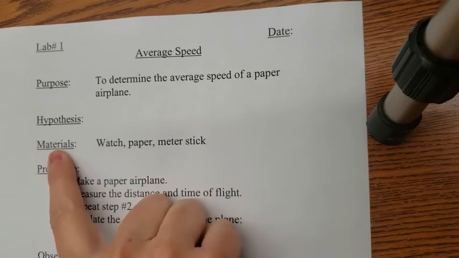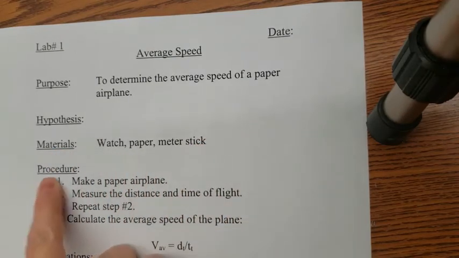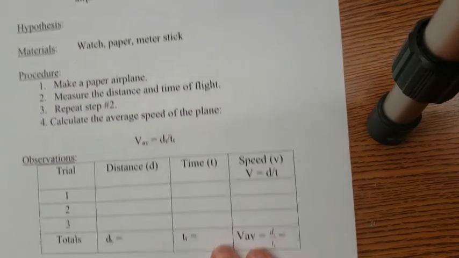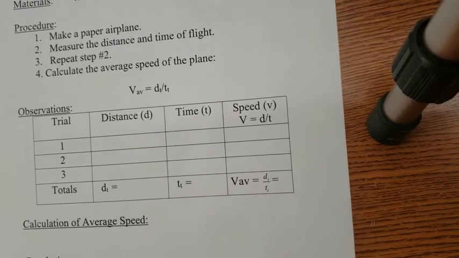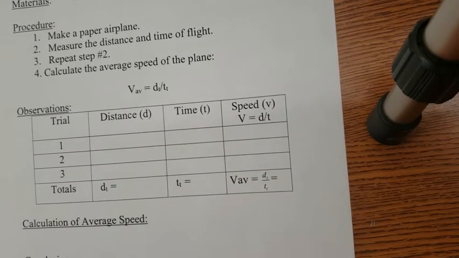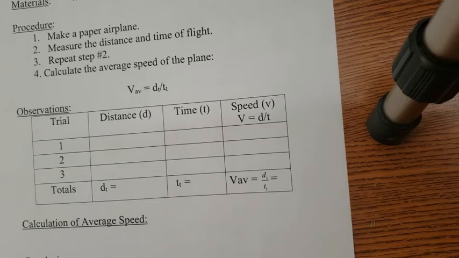You have to write down materials, underline it, write down your materials, procedure, just copy those down. Now, you're going to do 3 trials. If you're at home, you can get someone to help you. You're going to need some kind of measuring stick or ruler. So you make your paper airplane. And then what I want you to do is have someone time it. So just stand in a spot, throw it, they're going to time it, and you're going to measure your distance.